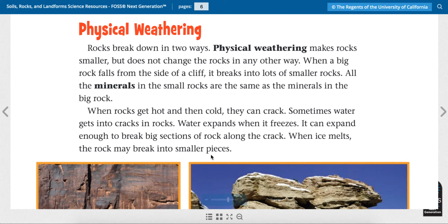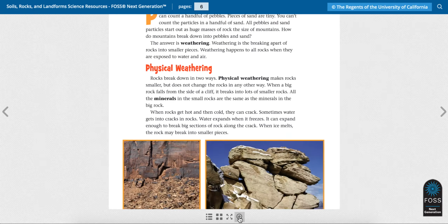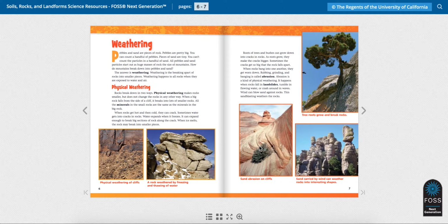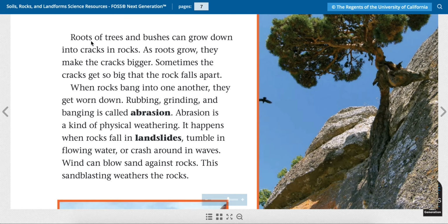So if I have a rock and there's a crack in the rock and water gets inside the crack, if that water freezes, the ice expands, so it gets bigger, right? And then when the ice melts, the rock can crack into different pieces. That's a type of weathering. Now let's read on page 7.